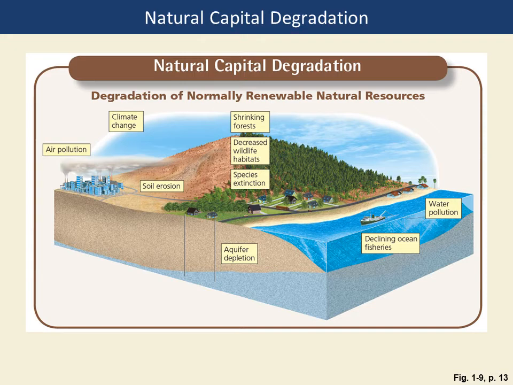So all these are the sources of how we are degrading natural renewable resources: air pollution, climate change, then soil erosion because we are cutting down forests, shrinking forests, decreased wildlife habitats, species extinction. As a result, we have soil erosion. Again, we cause air pollution through industries, and then we deplete aquifers. We pollute our waters. We overfish. We reduce the fisheries available in the seas, and as a result, we have climate change.